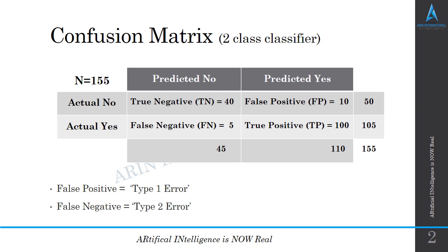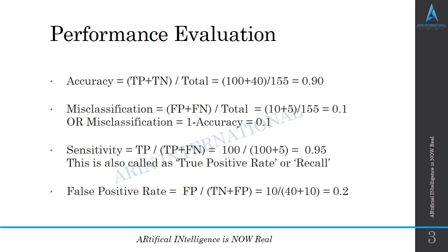Now from the confusion matrix, we can calculate the following parameters. First is accuracy. Accuracy is calculated by true positive plus true negative upon total. In this case, the accuracy is 0.9, that means 90%. Misclassification is calculated in two ways, either FP plus FN upon total or 1 minus accuracy. So here the misclassification rate is just 1%.